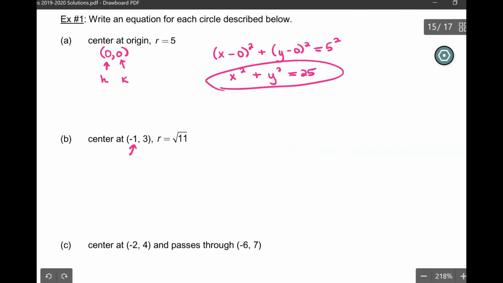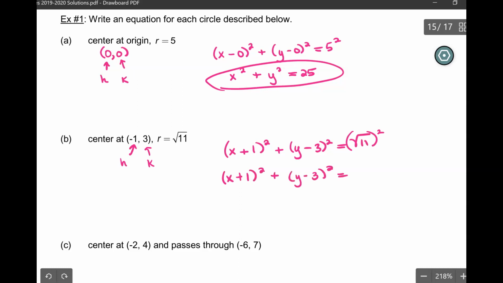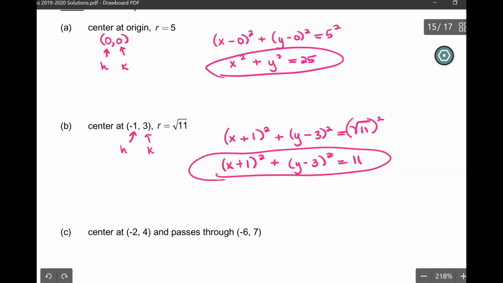Next one, we have h is -1, k is 3, and the radius is the square root of 11. So we have x minus -1, so that's going to be plus 1 squared, plus y minus k, so that's y minus 3 squared, equals the square root of 11 squared. So we'll rewrite this as x plus 1 squared plus y minus 3 squared equals 11. The square root of 11 squared just becomes 11, so the square root and the square cancel.